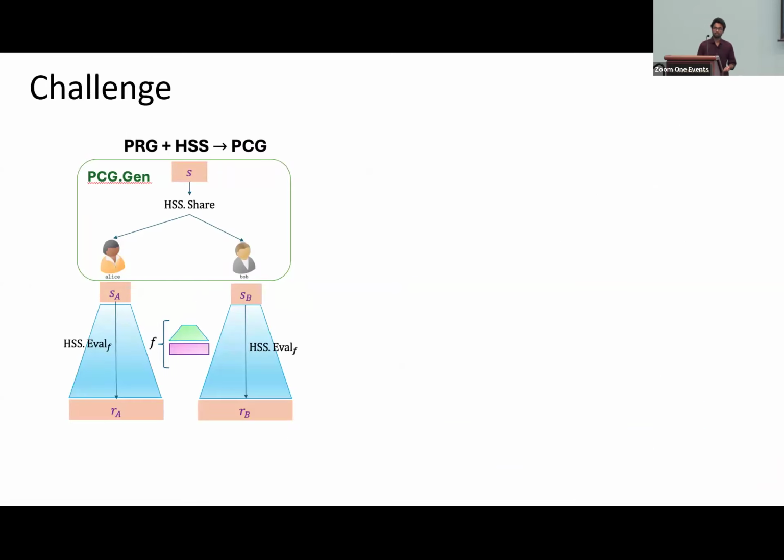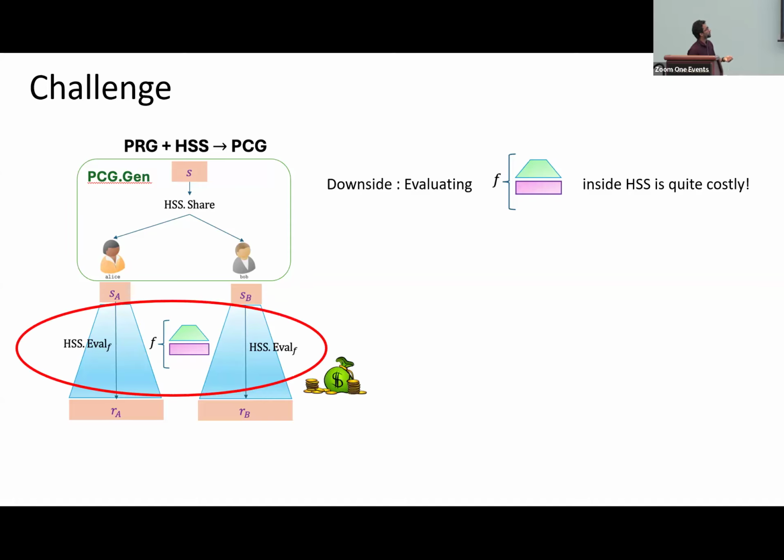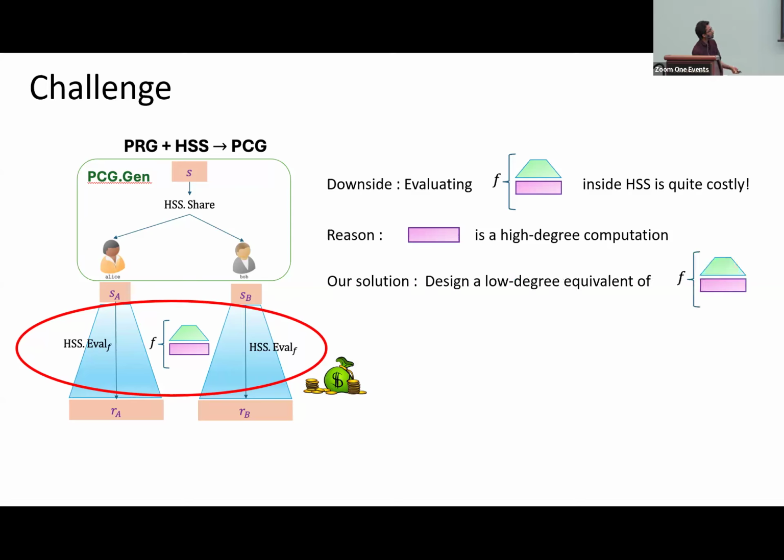So one can directly use this template to also construct UV correlations. But the downside is that evaluating this function f, which I recall is a composition of the PRG expansion procedure and a deterministic mapping from uniform to a non-uniform sparse distribution, is quite costly inside HSS. The reason is that this mapping from uniform to the required distribution D, which in our case is the unit vector distribution, is a high degree computation. So our solution to this problem is to design a low degree equivalent of this function, and this is what we will term a sparse pseudorandom generator in our work.